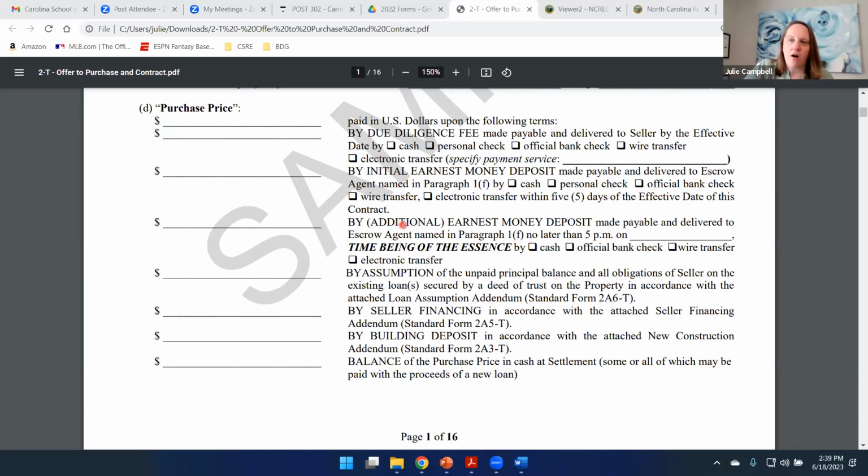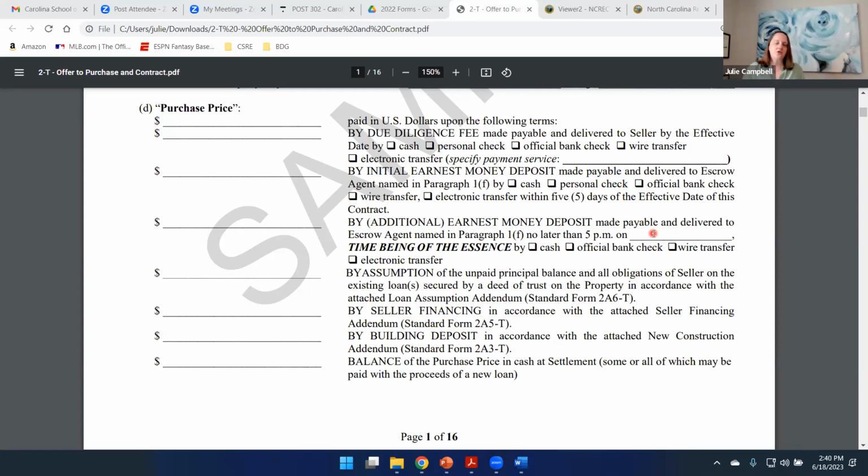Then we also have something called additional earnest money, made payable and delivered to the agent no later than 5 p.m. on a date we're going to put in here. Additional earnest money is time being of the essence. Time being of the essence is a drop dead date and time, which means additional earnest money is due by 5 p.m. on this date. At 5:01, it's late, and it may give the seller an option to terminate. Drop dead day and time. Additional earnest money can be cash, official bank check, wire transfer, or electronic transfer.